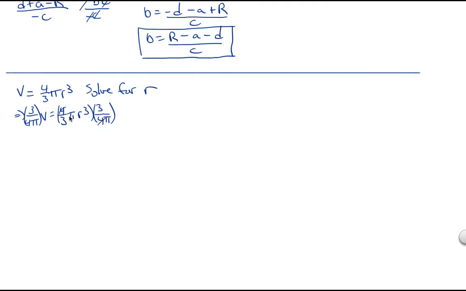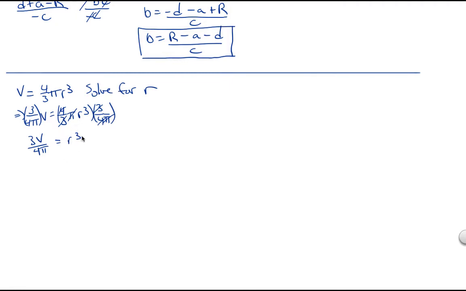That does wonders to get rid of this 4/3 pi. That 4 cancels with that 4, that 3 cancels with that 3, the pi cancels with that pi. And on the right side, we just have r to the third. On the left side, we have 3 times v. Remember, this v is v over 1, so that's 3 times v over 4 pi. Now I want to get r by itself. I don't want r cubed. If I just wanted the cube of r, I'd be done. But if I wanted to solve for r, then I have to take the cube root of both sides.